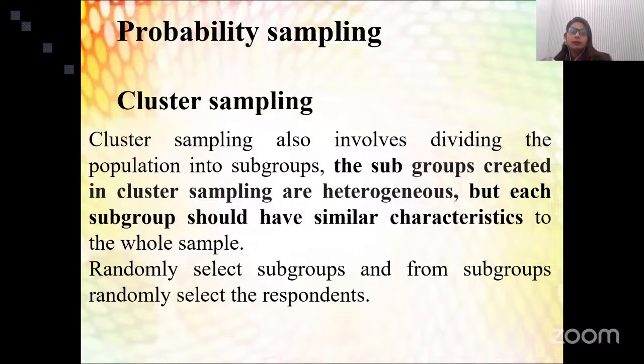Once we prepare the clusters, the next step is to randomly select the subgroups, and from those subgroups we randomly select the respondents. Suppose I'm preparing 10 clusters. Now you can randomly pick any 5 clusters, and after picking those clusters, the next step is to pick the respondents randomly out of those 5 clusters only. First, you randomly pick the clusters, and later you randomly select the respondents out of those clusters only.